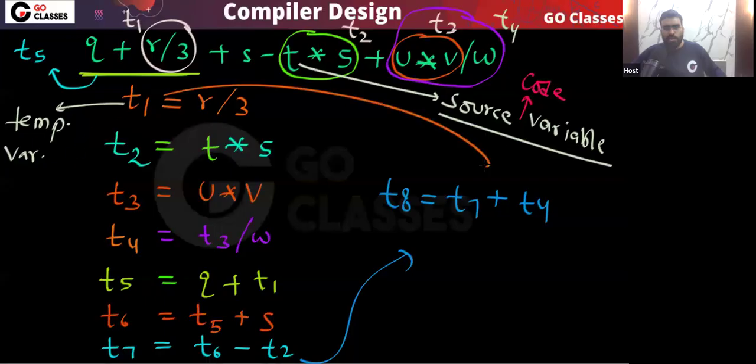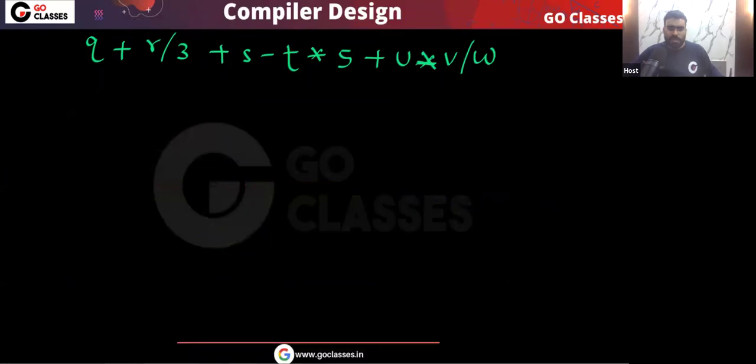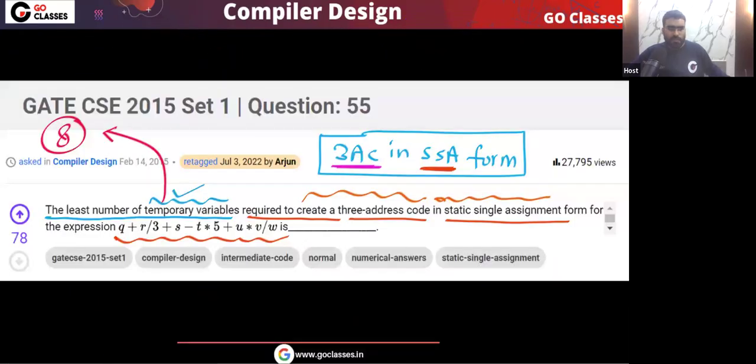You can see now you have three-address code in the SSA form, in the static single assignment form. So very simple question. The answer is going to be 8. This will be the final answer. The answer will be 8.